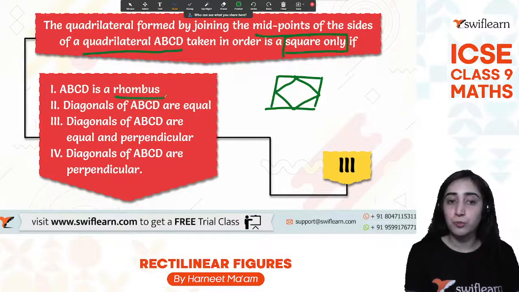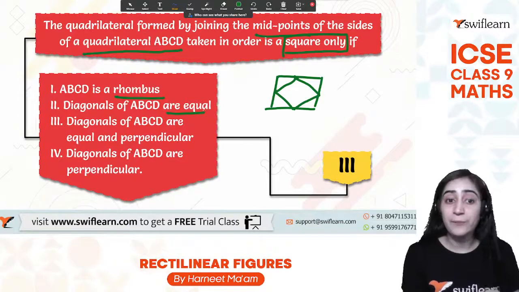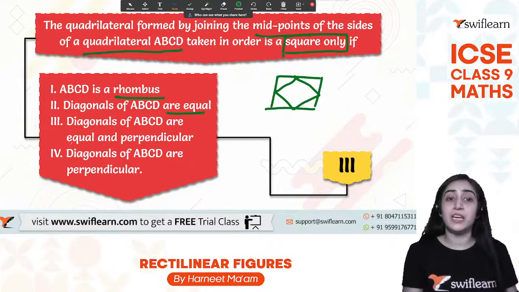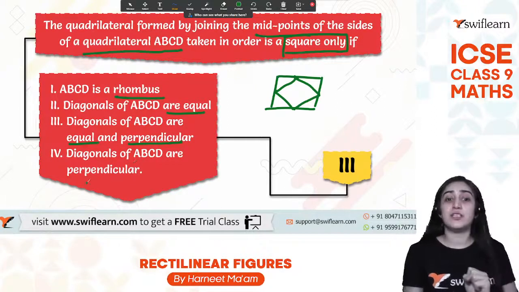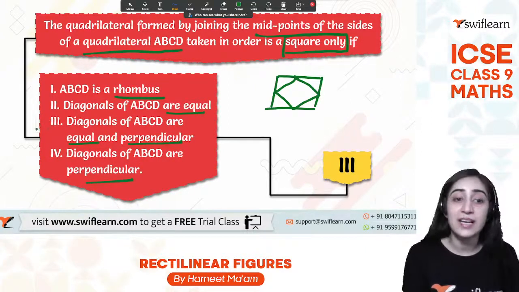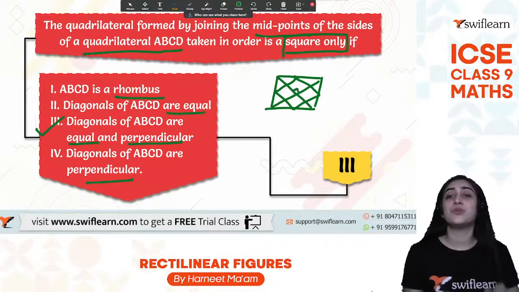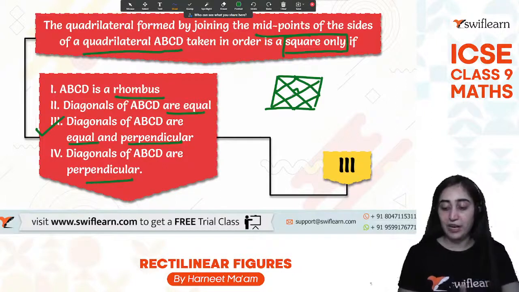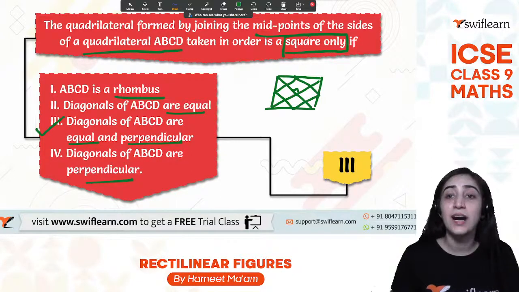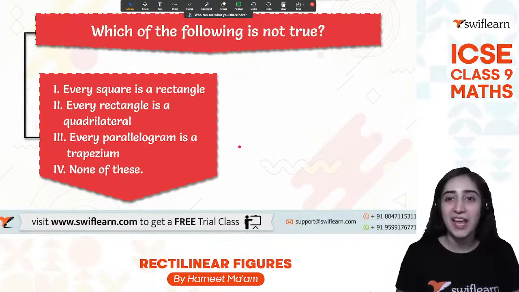First, ABCD is to be a rhombus. Second, the diagonals of ABCD should be equal. Third, the diagonals of ABCD should be equal and perpendicular. And the fourth one says the diagonals of ABCD should be perpendicular. The right answer is that the diagonals of ABCD should be equal and they should be perpendicular. By this, we will be able to prove that whatever midpoints of the sides we have, it is a square. So the right answer is C. Congratulations. Great work, guys. I am really happy to see that.